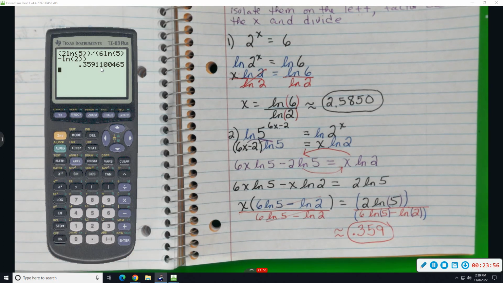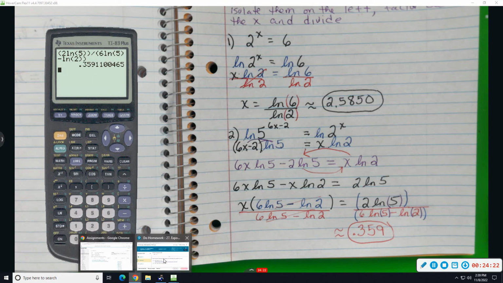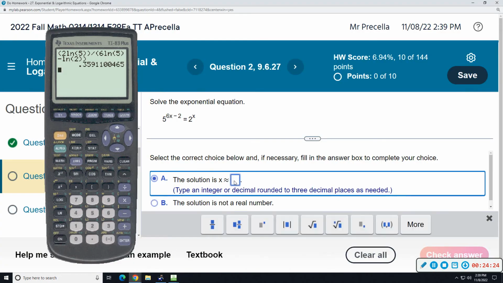Very careful. Now, if your calculator, when you hit ln, doesn't open the parentheses, then you don't have to worry with closing them. Depends on how your calculator works. But on something like this, an old-fashioned TI calculator, no touch screen, it opens parentheses, you've got to close them. So, let me punch this in. 0.359.